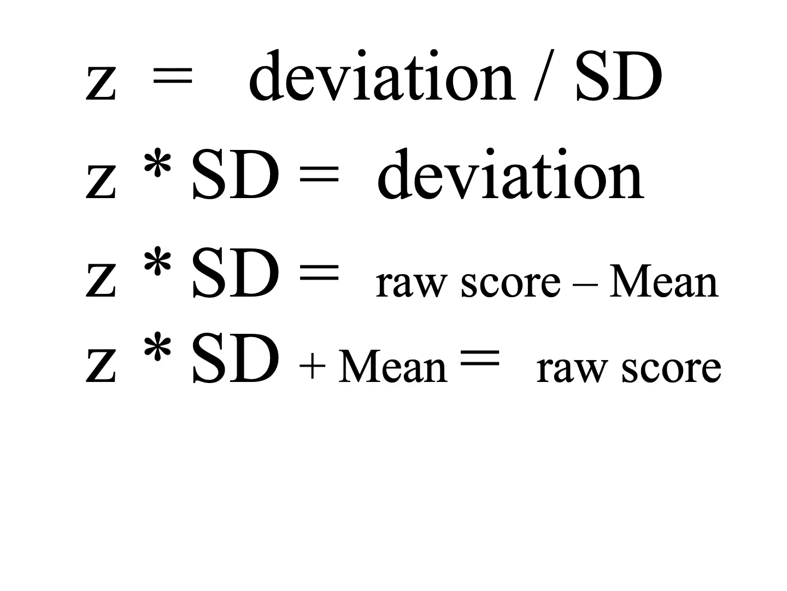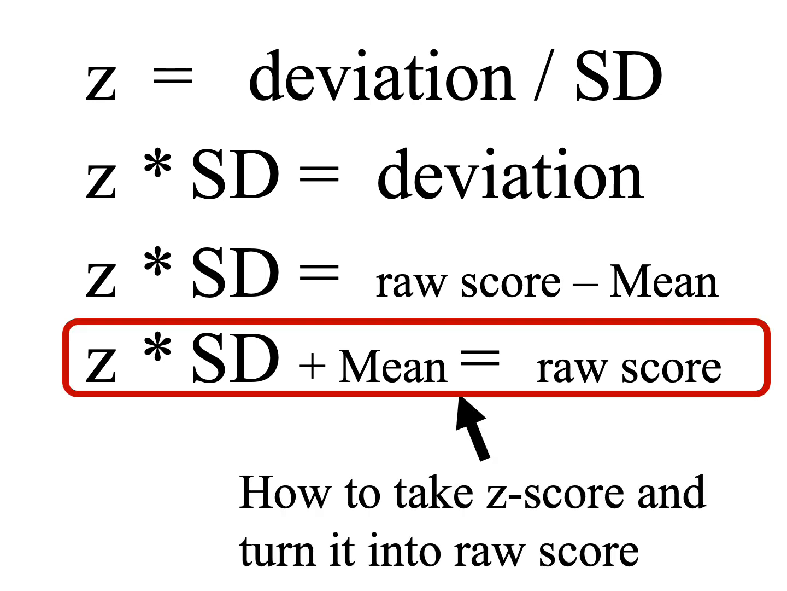Finally, we add the mean to both sides. On the left side of the equation, we just add the mean. On the right side, we also add the mean. But when we add the mean to the right side, we get the raw score minus the mean plus the mean. That plus mean and the minus mean cancel each other out. So we are left with the raw score. So this formula on the bottom is the one that I showed you a minute ago, that takes a g-score and turns it into a raw score.